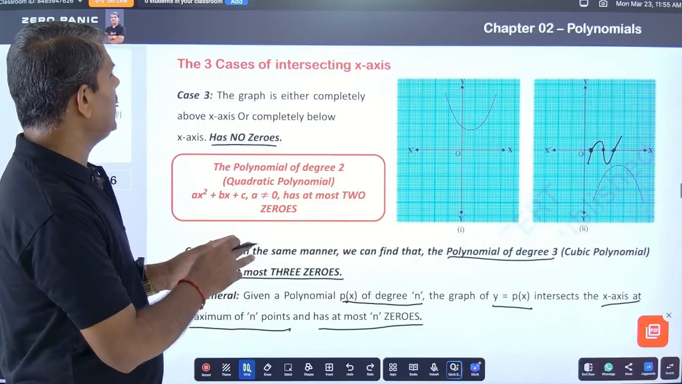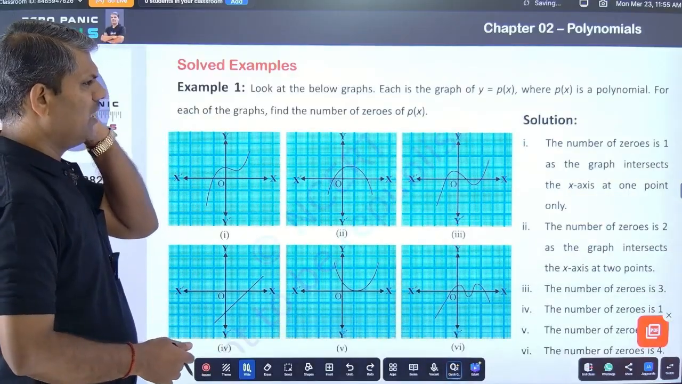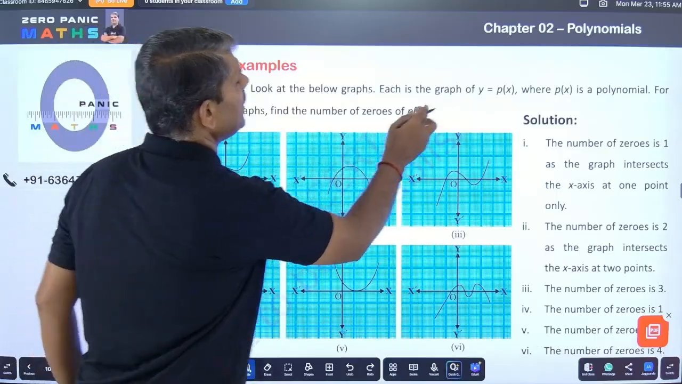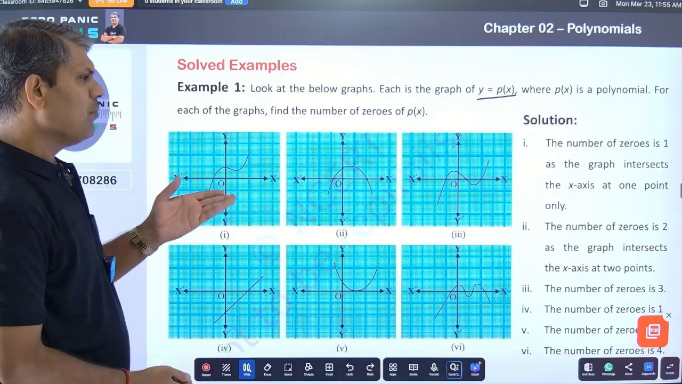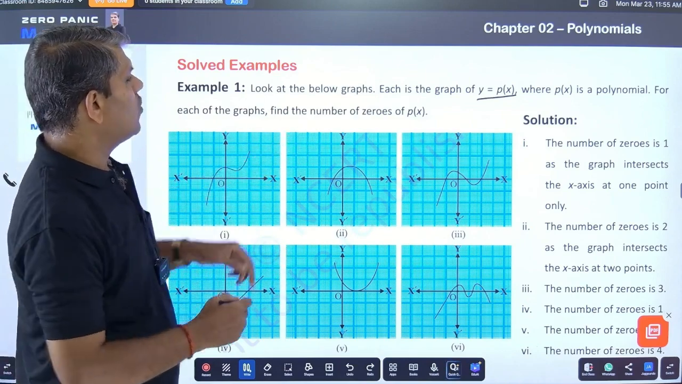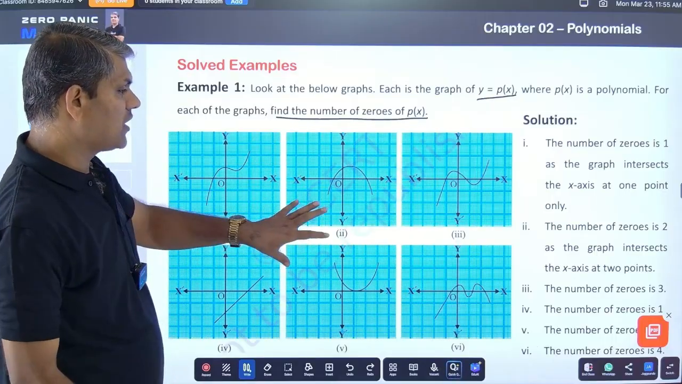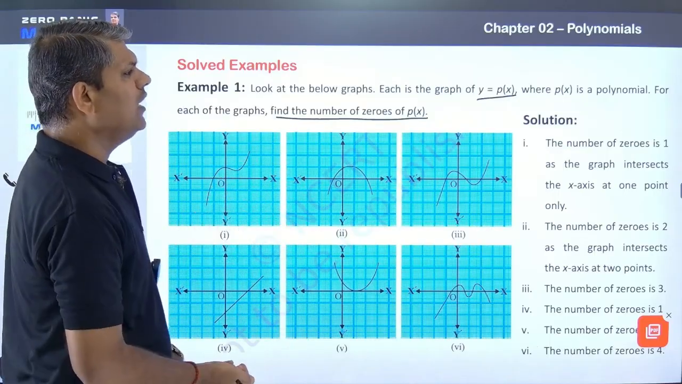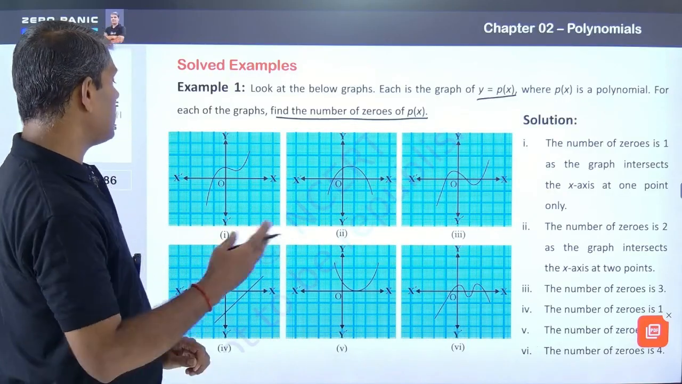Now based on this concept, let us see some examples. It's very simple. Only one example is given with the given graphs. Look at the below graphs, and each graph is plotted for y is equal to p of x, where p of x is a polynomial. They have not given what exact polynomial it is. We need to identify the number of zeros for each graph. There are 6 different examples given here, and you can see what the degree of the polynomial is, and based on that, the number of zeros of the polynomial.